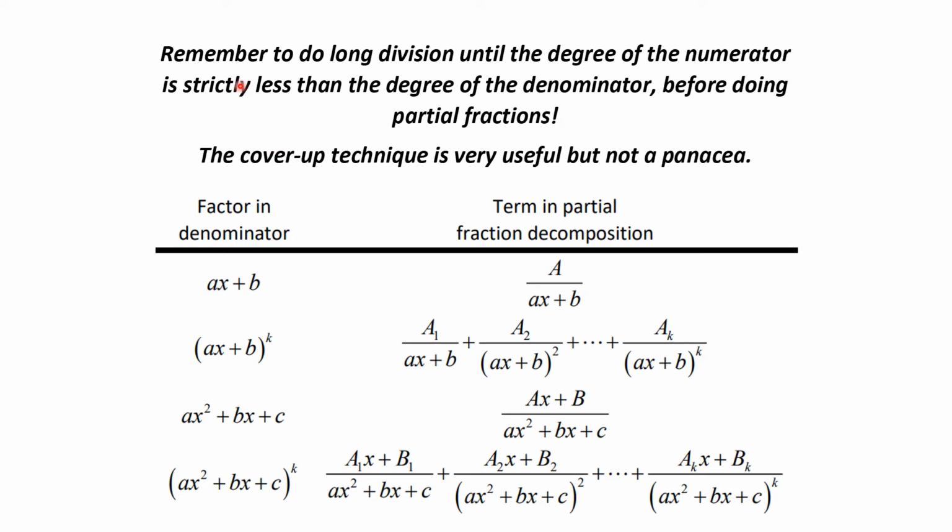So let's talk a little bit about that. We do long division until the degree of the numerator is strictly less than the degree of the denominator, then we use partial fractions. And for every factor in the denominator of the form ax plus b, we have a term in the partial fraction decomposition of a over ax plus b. And for every term of ax plus b whole to the k, we have k terms that look like this. All these a sub i's are constants.